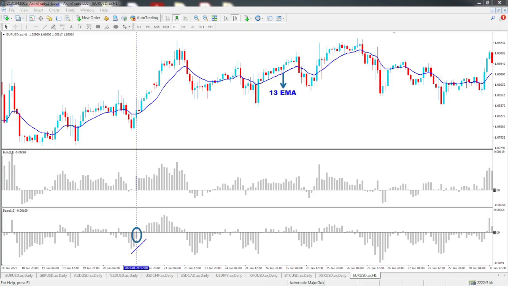Besides that, another additional verification that can be made is by verifying that the last peak of the Bull Power oscillator must be higher than the previous peak of the oscillator, and there must also be a bullish divergence between the market price and the Bear Power oscillator, where the market should be making a lower low and the Bear Power oscillator makes a higher low. Traders should be aware that when the Bear Power indicator is positive, it is better not to take a long position.